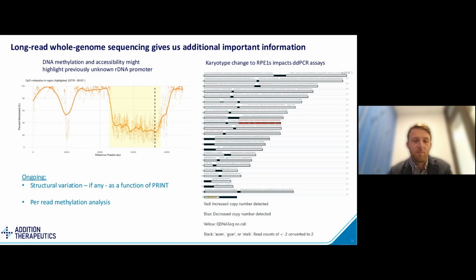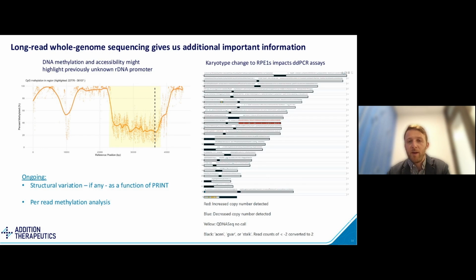So personally, as someone with a background in genomics, I think that's really, really cool. Additionally, we're able to look at the kind of bulk karyotype of our cells. This karyotype I'm showing here is from RPE1s, which are an immortalized retinal pigment cell type. And what you can see is that this whole segment of chromosome 10 is actually triploid.